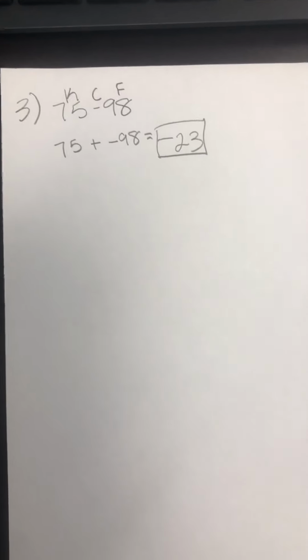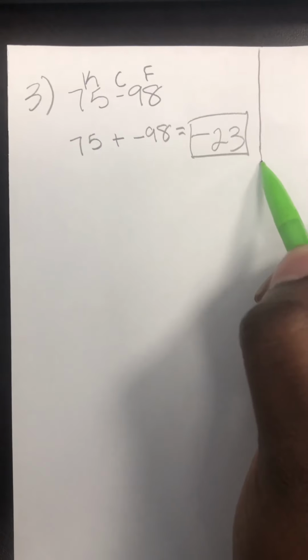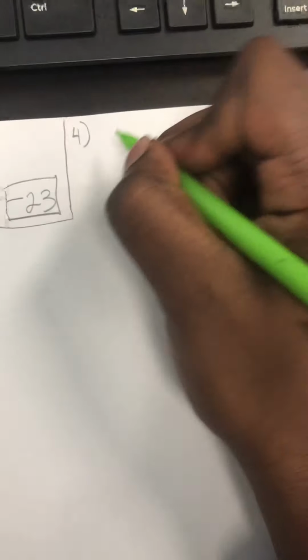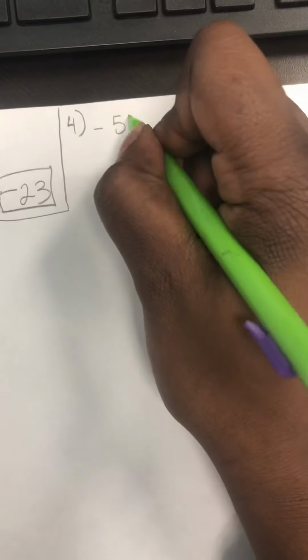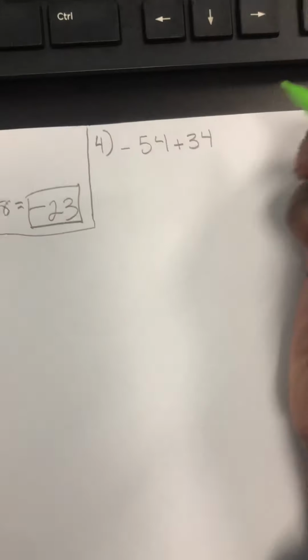All right, so then after that, let's do another one. This will be number 4, and number 4 says negative 54 plus 34, and we want an answer.